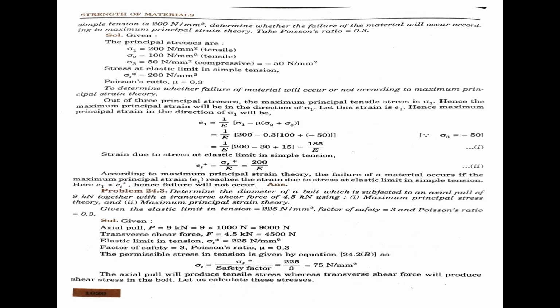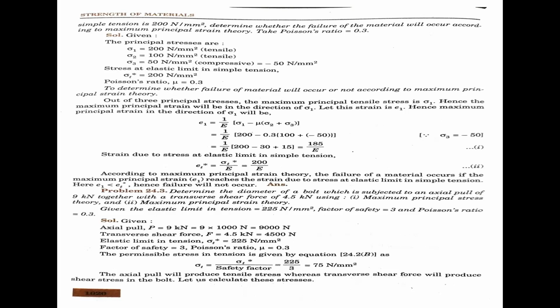Determine the diameter of a bolt which is subjected to an axial pull of 9 kilonewtons together with a transverse shear force of 44.5 kilonewtons using maximum principal stress theory and maximum principal strain theory. The elastic limit in tension is 225 Newton per mm square, the factor of safety is given as 3, and Poisson's ratio is also given as 0.3.